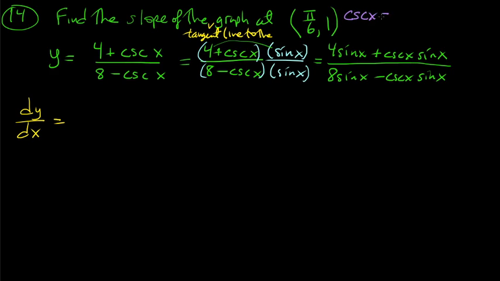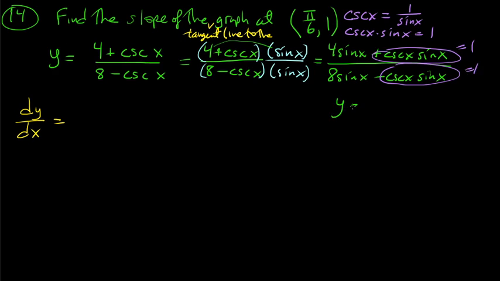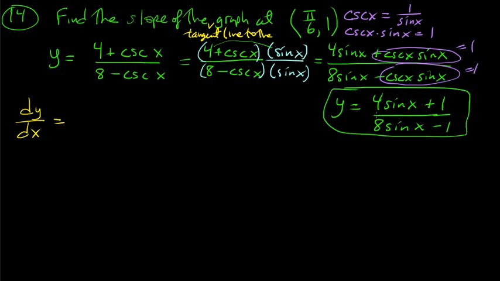Except remember that cosecant is just 1 over sine. So cosecant times sine is just 1. So this equals 1, and this equals 1. So we can write y as just 4 times sine x plus 1, all over 8 times the sine of x minus 1. Right. It's still just y. We didn't take the derivative yet. But in my mind, this looks easier than the original one involving cosecant. So that's the way I would think of it.